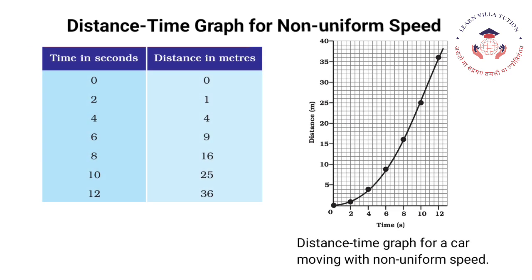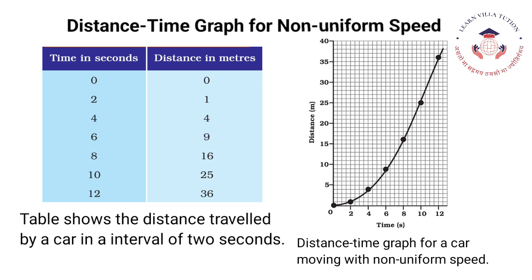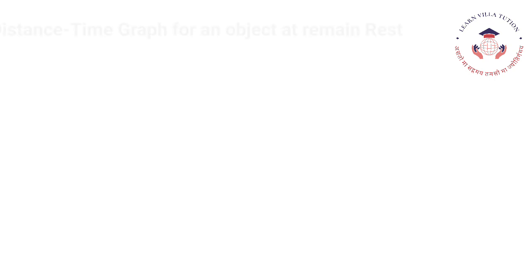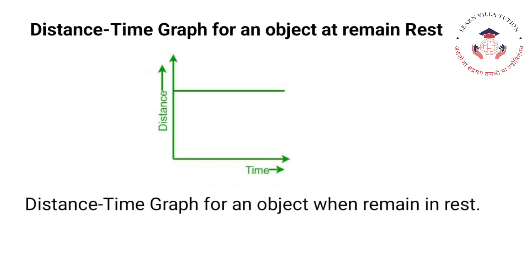Distance time graph for non-uniform speed. Table shows the distance traveled by a car in an interval of 2 seconds. Distance time graph for an object at rest.